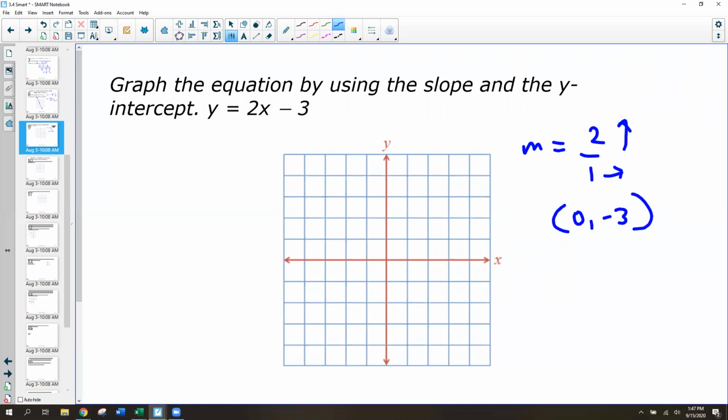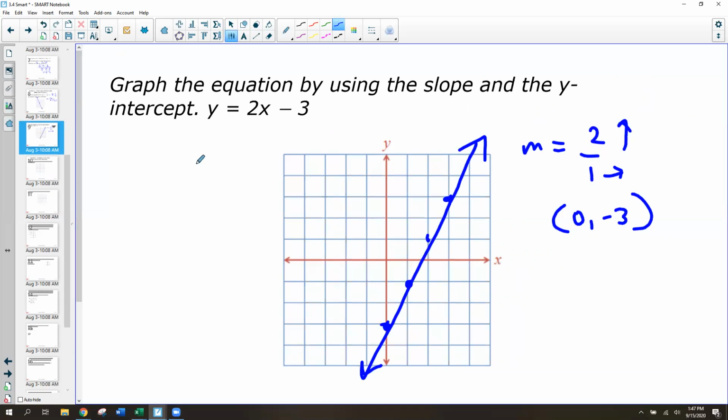So I'm going to put the y-intercept on the graph first, and then I'm going to go up 2 to the right 1, up 2 to the right 1, up 2 to the right 1. Remember, we always want at least 3 points so that we make sure we're going in the right direction. And there is my line.